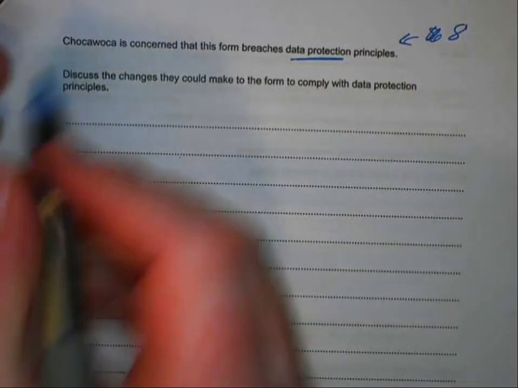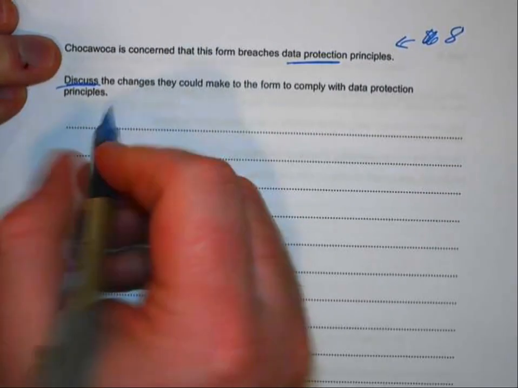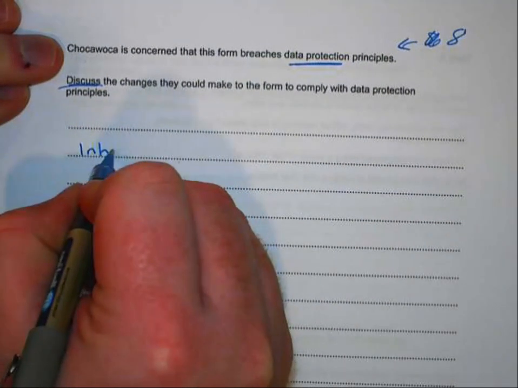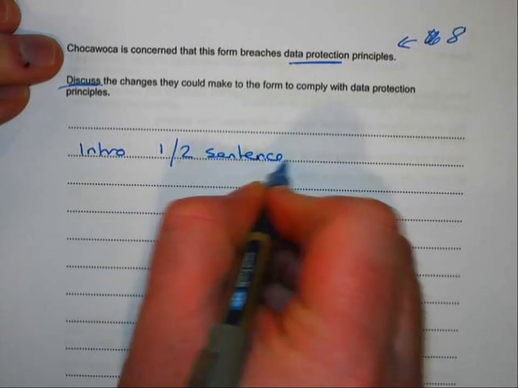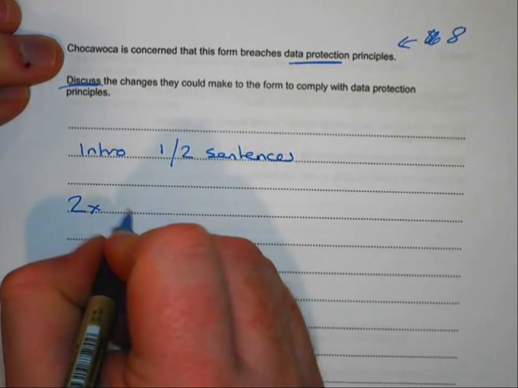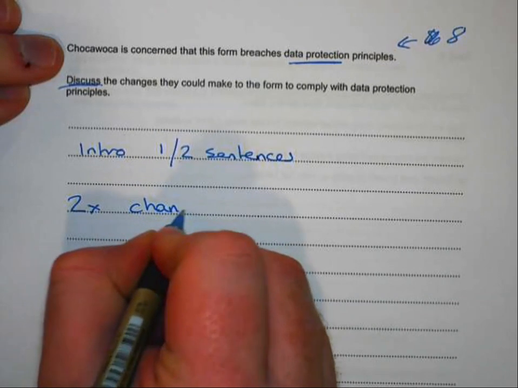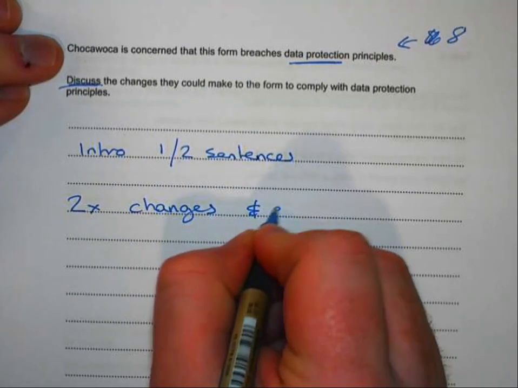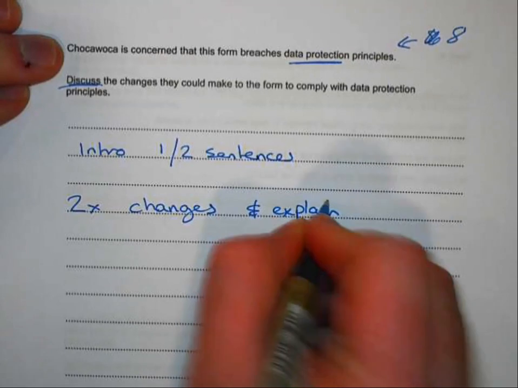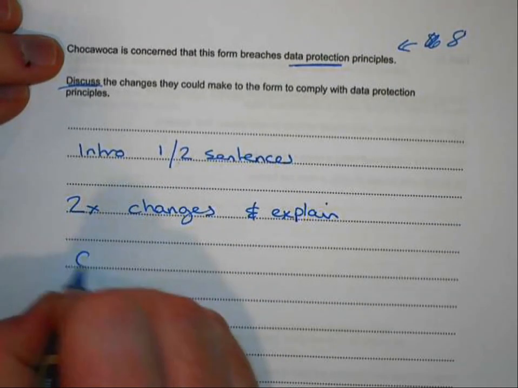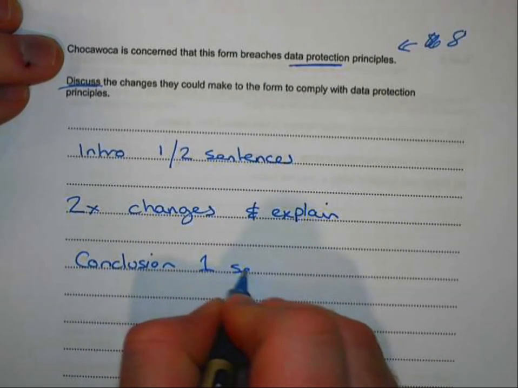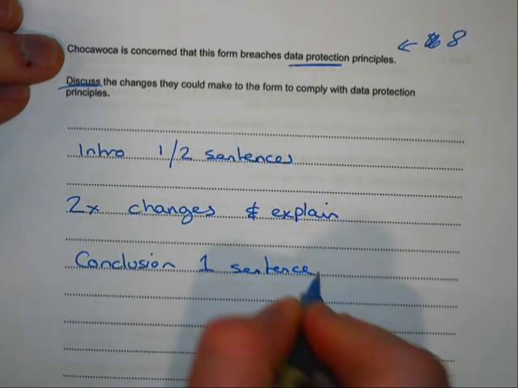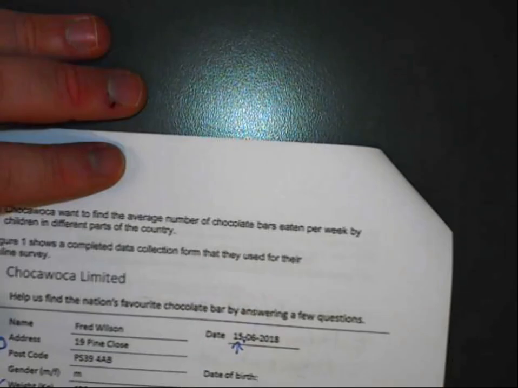Okay. But it says discuss. You need to discuss the changes. Okay. So that's going to be again intro. That's going to be 1 to 2 sentences. Could pick 2 changes and explain. And then conclusion with 1 sentence at the end. Okay, using the topics that I have just said there.